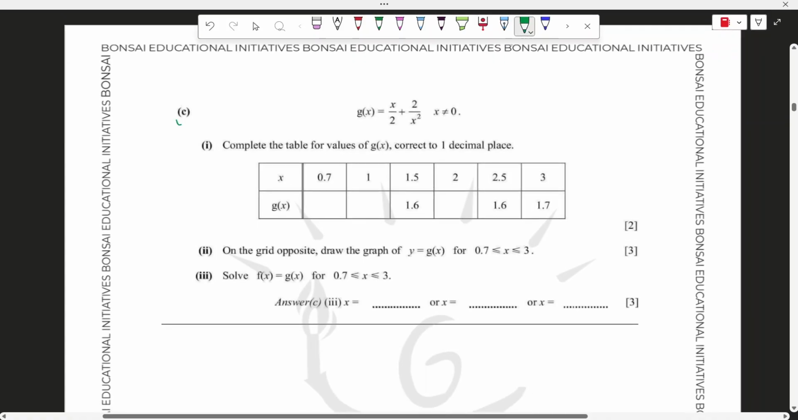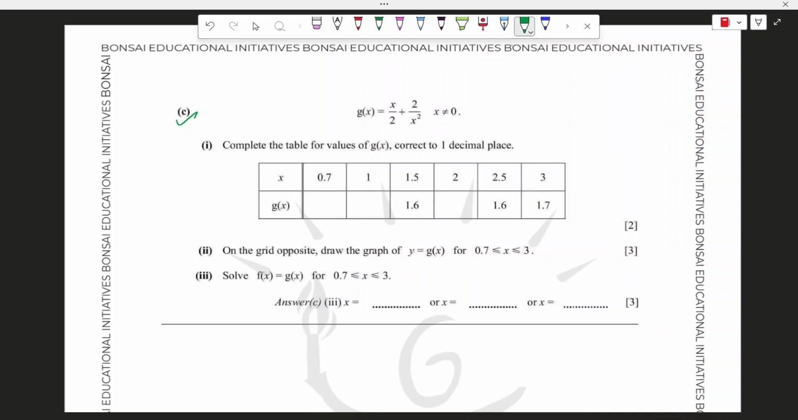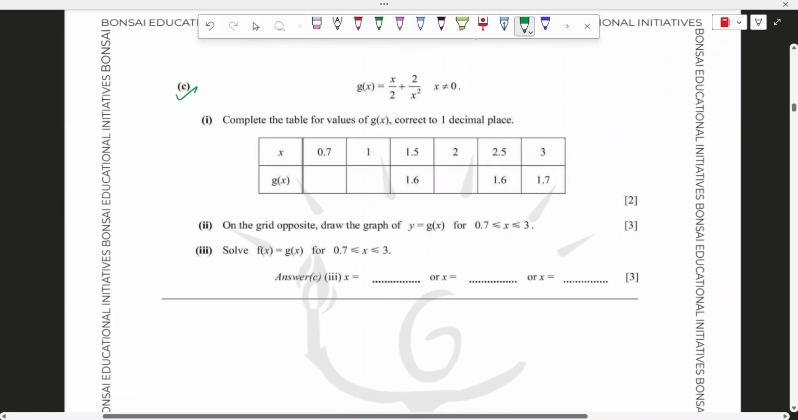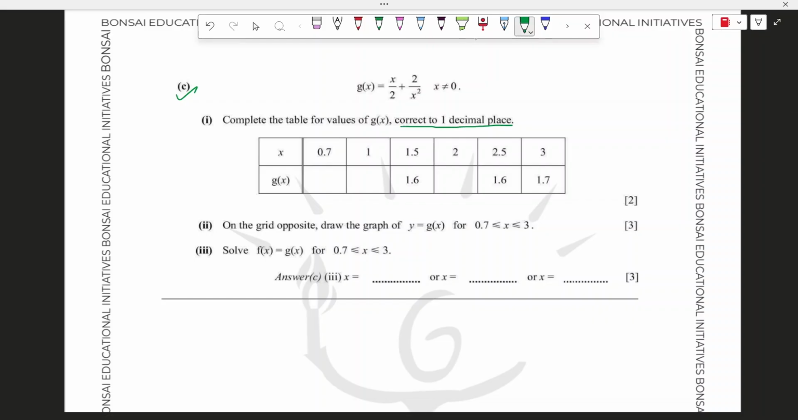So part number C, what does it say? There is a new function introduced, g of x equals x by 2 plus 2 by x squared, where x is not equal to 0. Why this constraint? Because here we are having x in the denominator, and if you put 0 here, then the function will not be defined. Division by 0 is not defined. So hence we have to give the constraint when we are having x in the denominator. Okay, so in that sense, complete the table of values of g of x corrected to one decimal place. You need to be very much aware of the conditions given here.